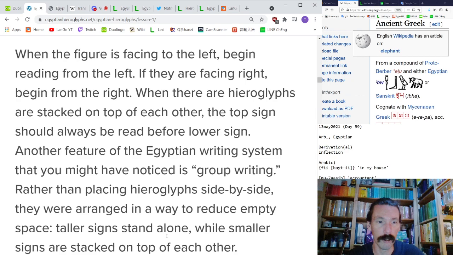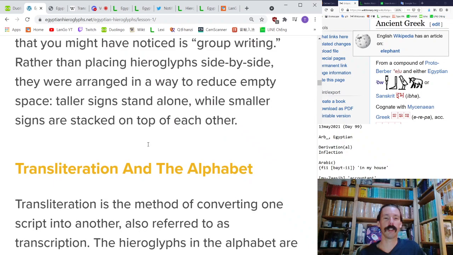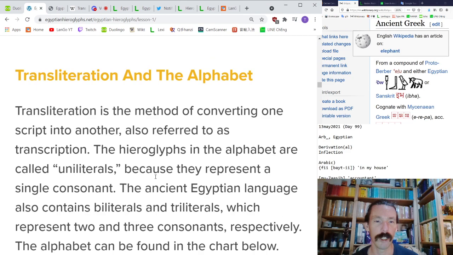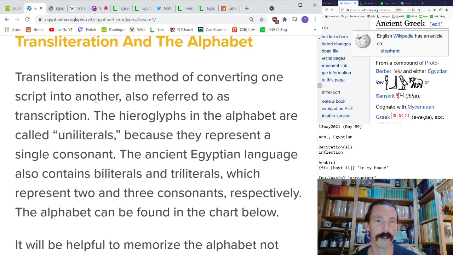Rather than placing hieroglyphs side by side, they were arranged in a way to reduce empty space. Taller signs stand alone, smaller signs stacked on top. So new writing systems that come into existence don't usually have this feature. This seems really, really old, the varying size of the things. Even if stacking them on top of each other will make them go out of order, you still stack them on top of each other.